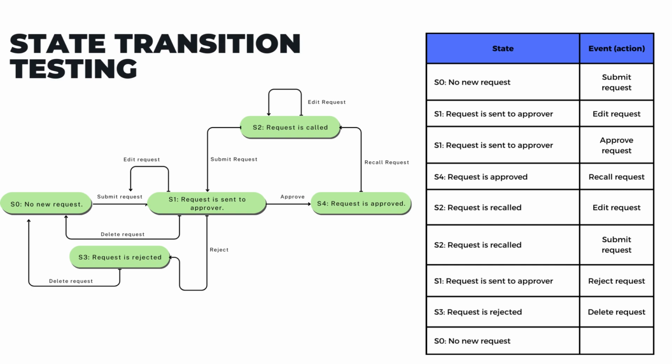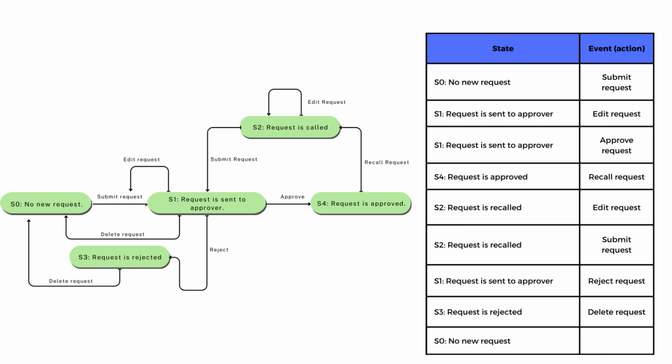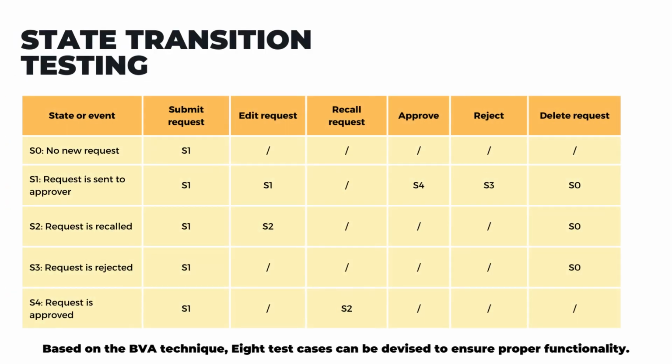Here we can see there are 5 states and 6 events. To cover every state and every transition, we need 1 test per transition. From that, a sequence of tests is devised as below. I list them out in a table. So in the end, we have 8 test cases.